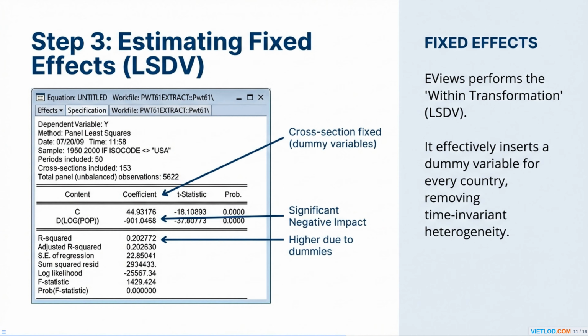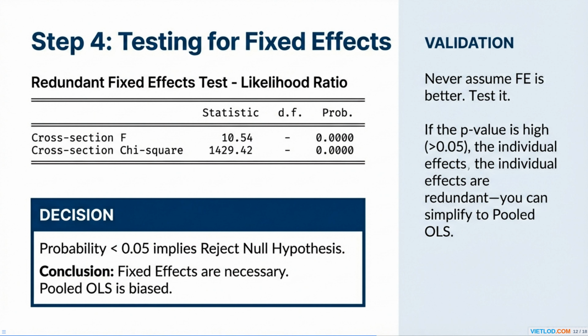We begin by estimating a fixed effects model. EViews does this using the within transformation, also known as the least squares dummy variable, or LSDV approach. This method effectively removes the time-invariant individual effects, effectively inserting a dummy variable for each country to control for all stable, unobserved characteristics. Looking at the regression results, we see the coefficient for population growth, d log pop, is negative 901.0468. This result is highly statistically significant, with a p-value of 0.0000, indicating a strong negative impact.